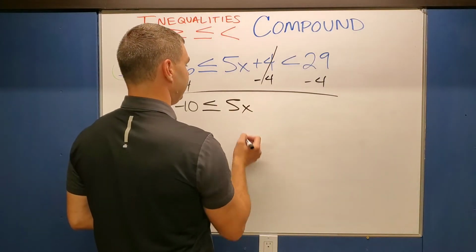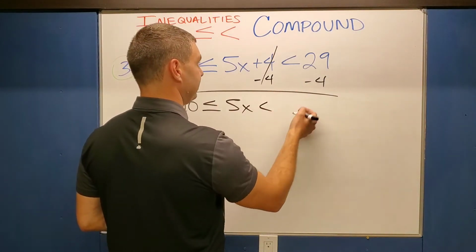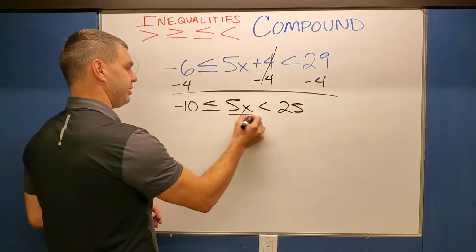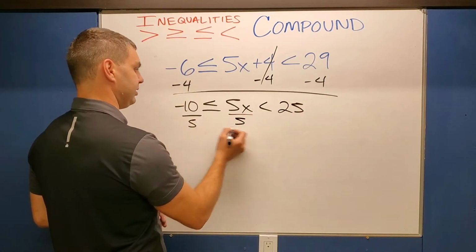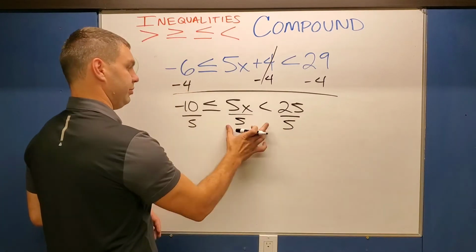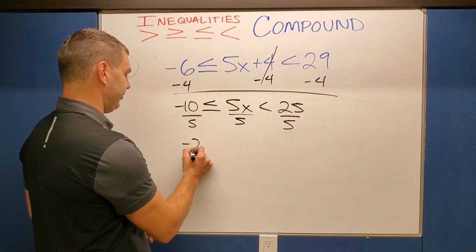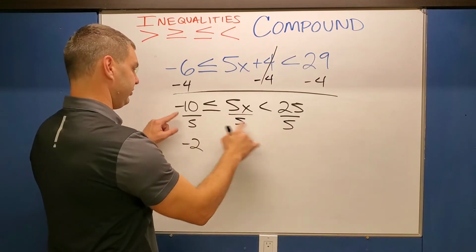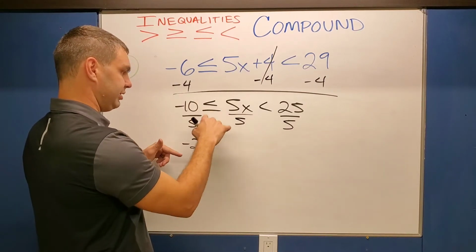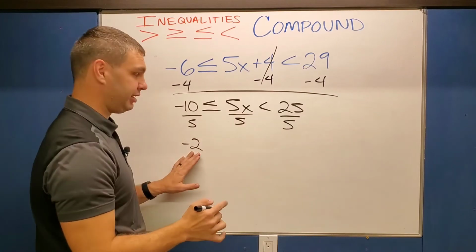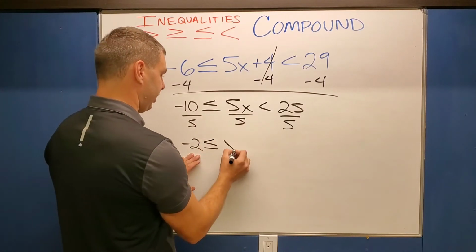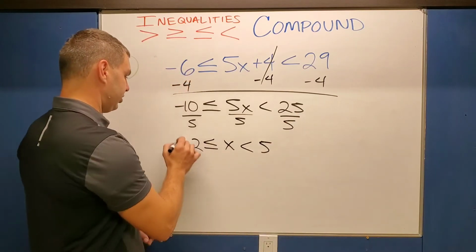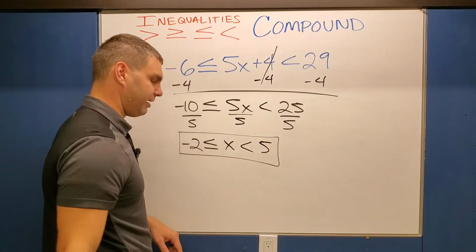In the middle, now I only have 5x, and then over here is less than, well, 29 minus 4 is 25. This is going to turn out nice because when I divide by 5, everything is divisible by 5 on all 3 parts, left, middle, and right. And I would get a -2. Again, what I divided by was a positive, so my sign isn't going to change. It's going to stay less than or equal to x is less than, and over here is going to be a 5. So your answer to this actually looks like that.